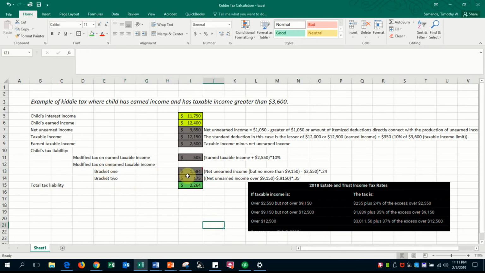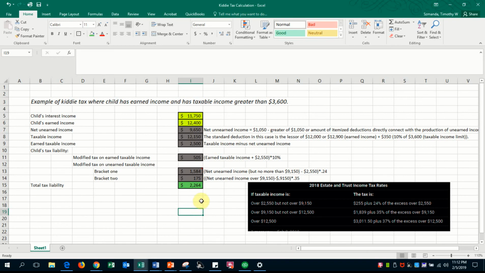All right, so now we have taxed the unearned income, we have taxed the earned income, and we just need to add these three components together, and we wind up with a total tax on this child's income for unearned and earned of $2,264. So yes, this is, like I said, a convoluted series of steps. It's why I wanted to just take a few minutes to break this out and explain it.